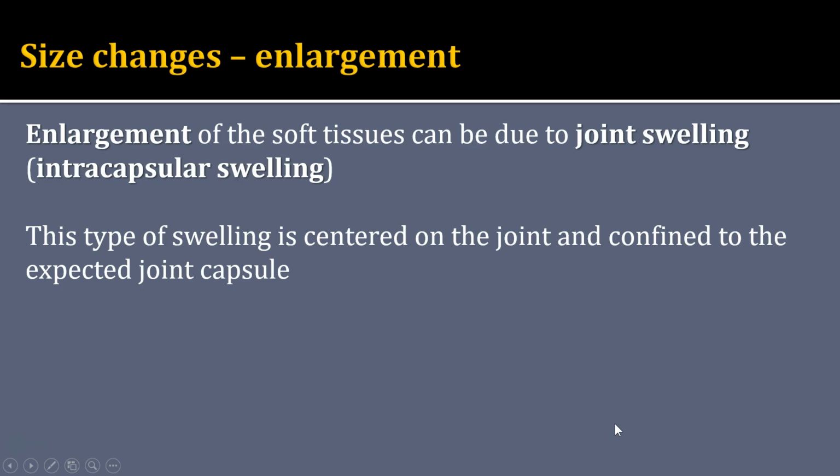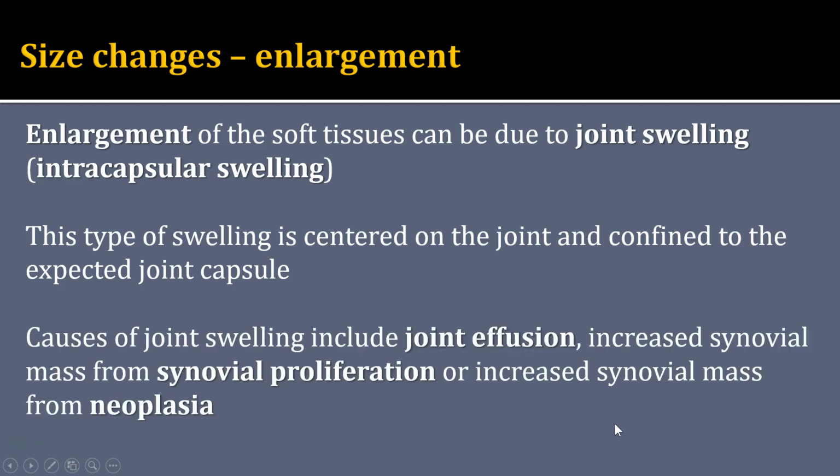One thing to always keep in mind is that the joint capsule oftentimes extends beyond where we see our joint on the radiographs, and so having a knowledge of what that joint capsule will look like in that area is going to be important. Joint swelling is very nonspecific, and causes of the swelling include effusion, so actual fluid within the joint, and that could be traumatic, inflammatory, septic, or hemorrhagic.